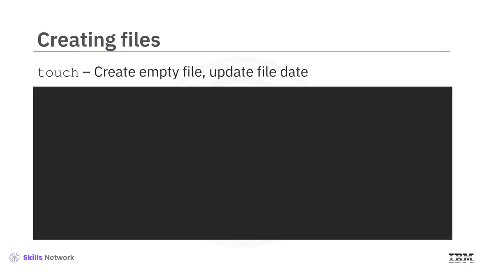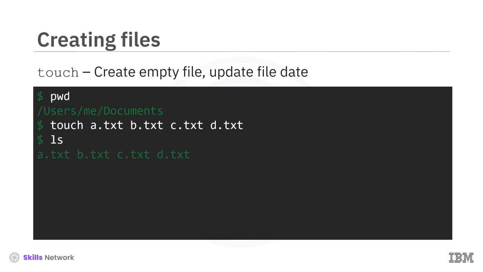The touch command can be used to create empty files. Suppose you're in your Documents folder, which is empty, and you wish to create some empty text files. You can do this by entering touch along with some file names A, B, C, and D with the .txt suffix. Now you can see that your Documents folder contains the 4 files you created.